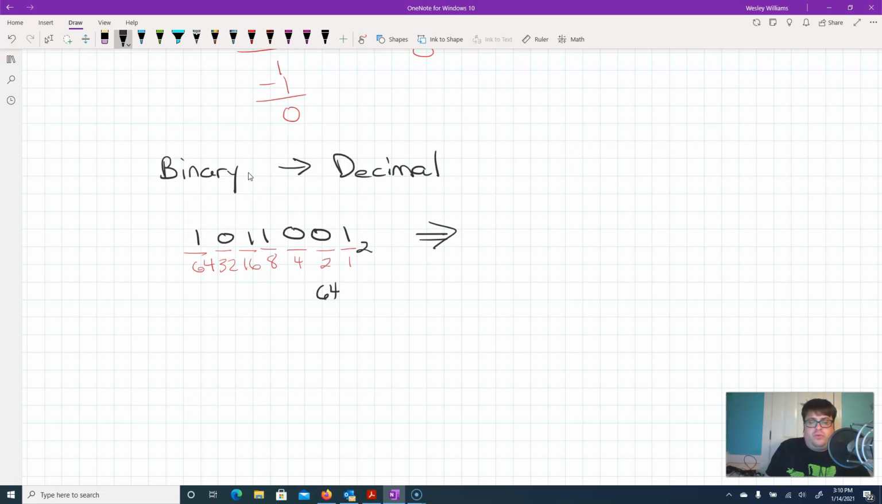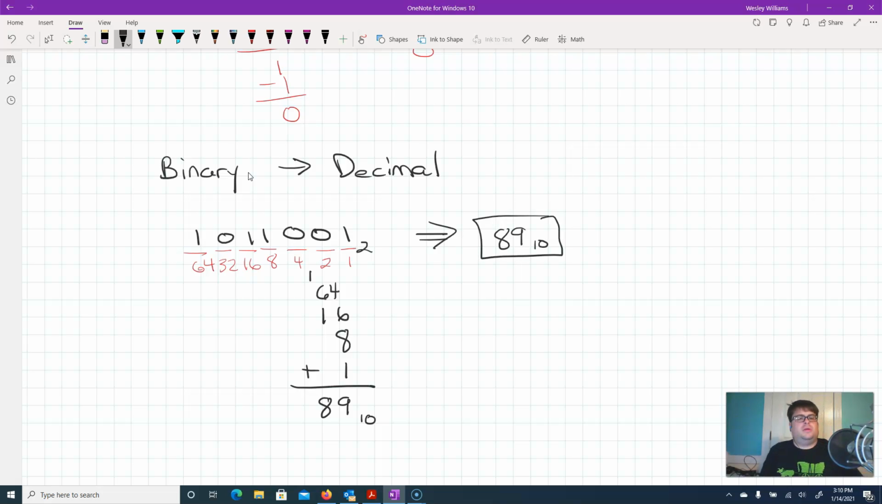So this is going to be 64, right? And then 16, and then 8, and 1. And so this is going to be 19 when we add up the, let's see, 10, yeah, that's 19. We carry the 1. And this ends up being 89. Okay, so this is 89 base 10. All right. Just add up all those place values. You get 89 when you do that. So that is the binary number for 89, in base 10.